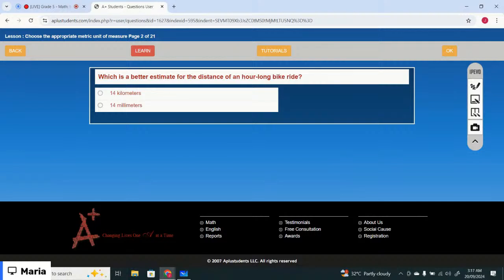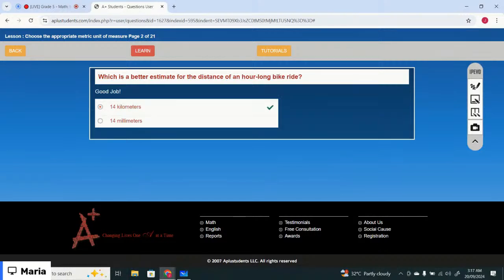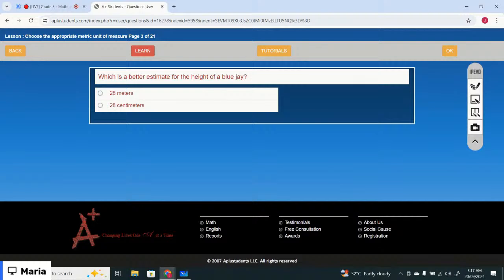Which is a better estimate for the distance of an hour-long bike ride? That is a long bike ride, right? So that must be 14 kilometers. Millimeters is a smaller unit. That is a long bike ride. So that is 14 kilometers. Kilometers and millimeters: millimeter is a smaller unit, kilometer is a bigger unit.